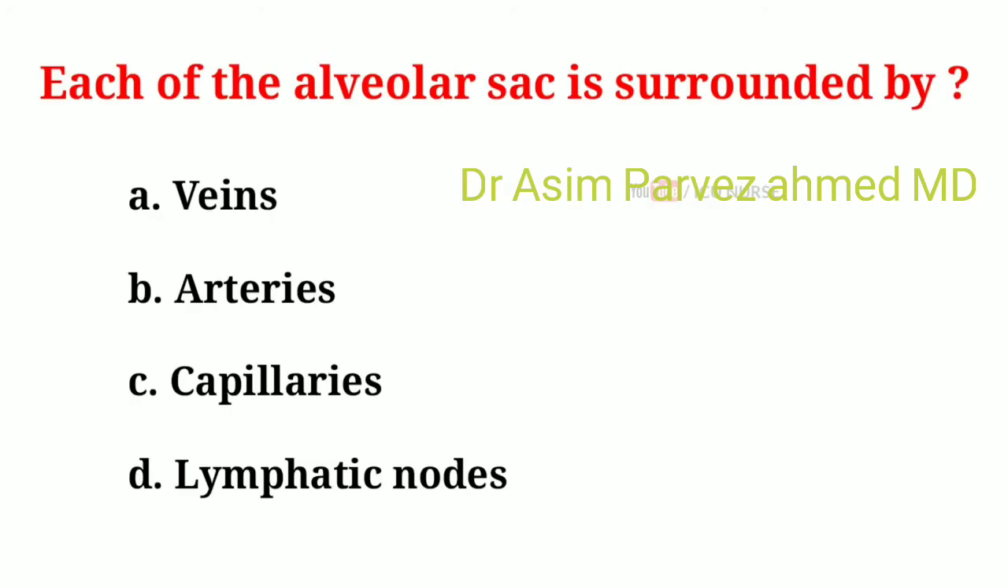Each of the alveolar sac is surrounded by A. Veins, B. Arteries, C. Capillaries, D. Lymphatic nodes. And the correct answer is C. Capillaries.